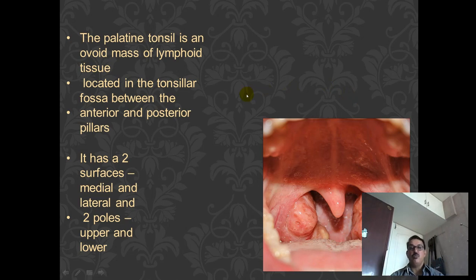Palatine tonsil is an ovoid mass of lymphoid tissue. Location I have already told you, in the tonsillar fossa between the anterior and posterior pillars, otherwise called palatoglossal fold and palatopharyngeal fold. It has got two surfaces. This is the medial surface, and the lateral surface is here, which cannot be seen from outside. Lateral surface, and this is medial surface.